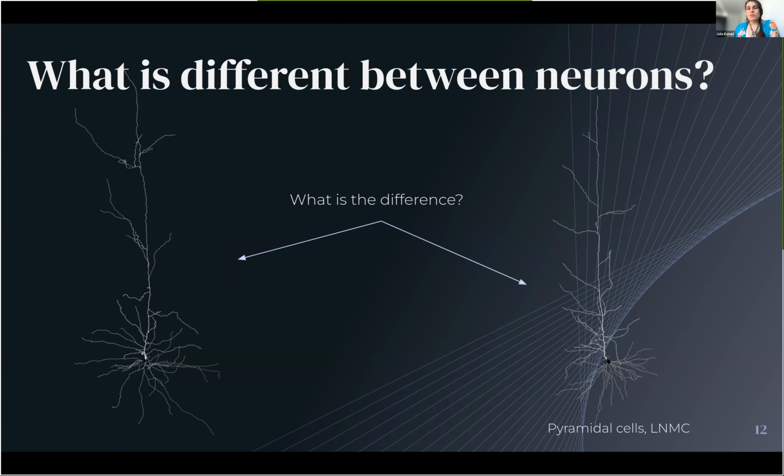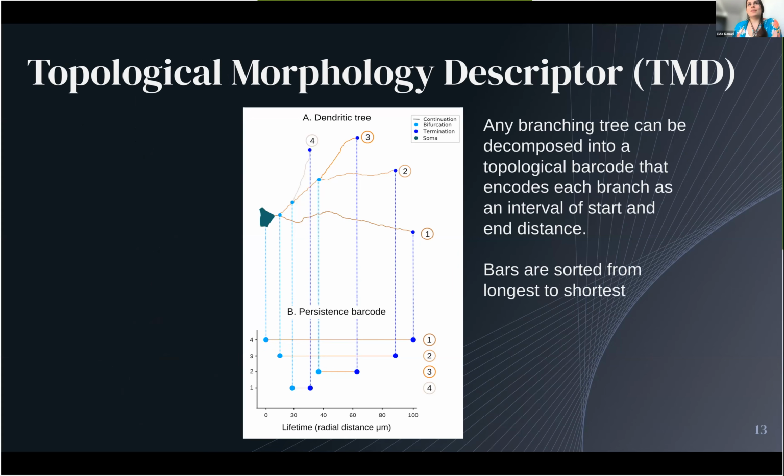But what about this example? These are pyramidal cells from the mouse brain, and they look pretty similar to the naive, non-expert eye. That was actually my motivation to develop topological techniques to understand neurons, because I couldn't see the differences that were apparent to the experts.